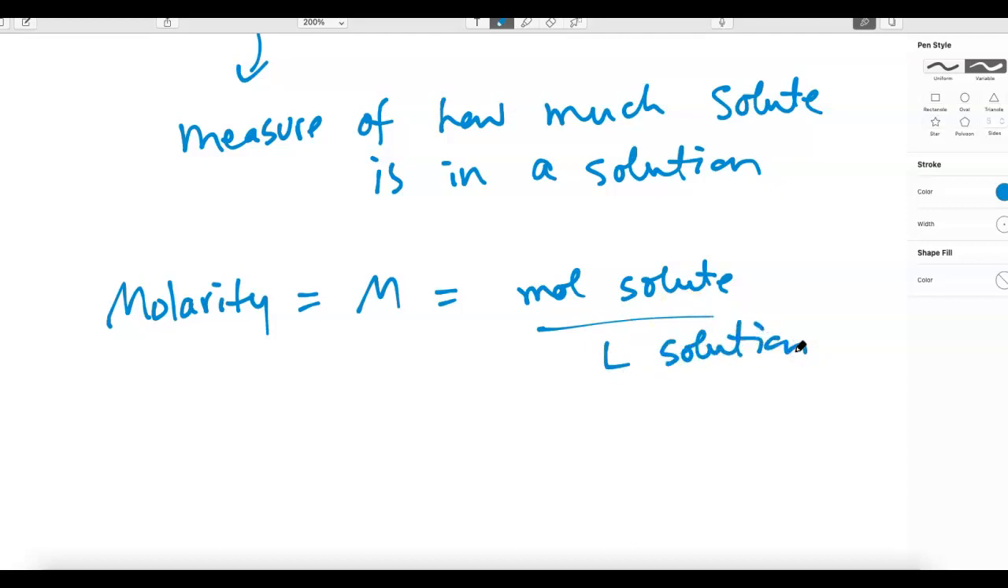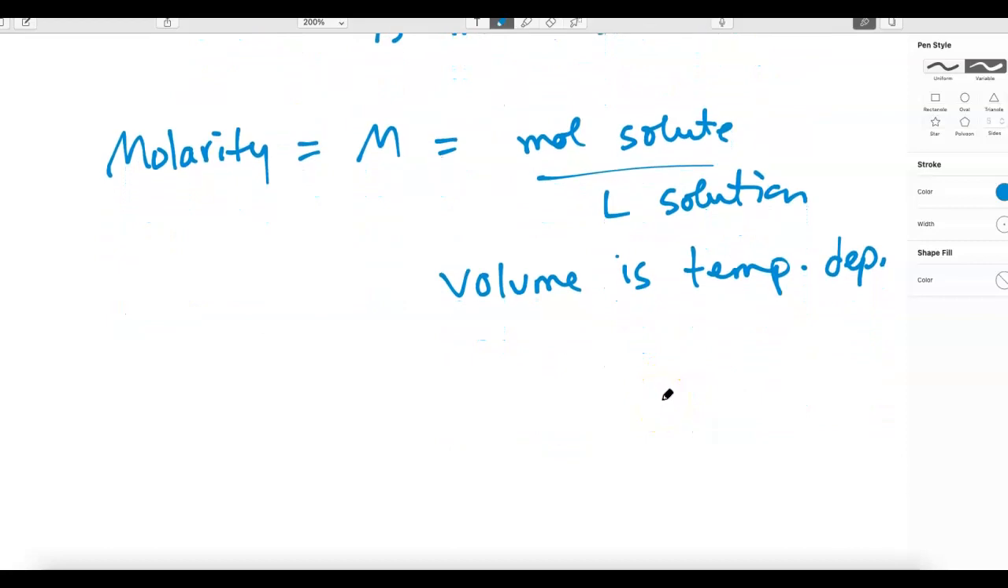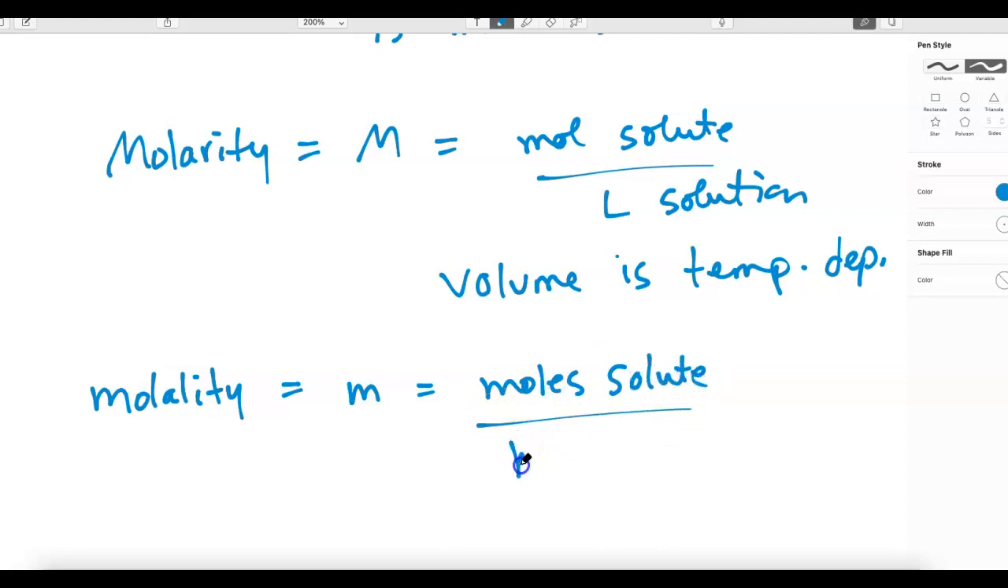So the reason we need something different from this is that volume is temperature dependent. So the volume of a solution can change depending on the temperature. And so we need a concentration unit that doesn't depend on temperature, and that is molality, which also starts with an M, and we give it the symbol a lowercase m. So make sure you're always drawing your uppercase M's very significantly different than the lowercase. This is also moles of solute, but now it's per the mass of the solution, so kilograms of solution.